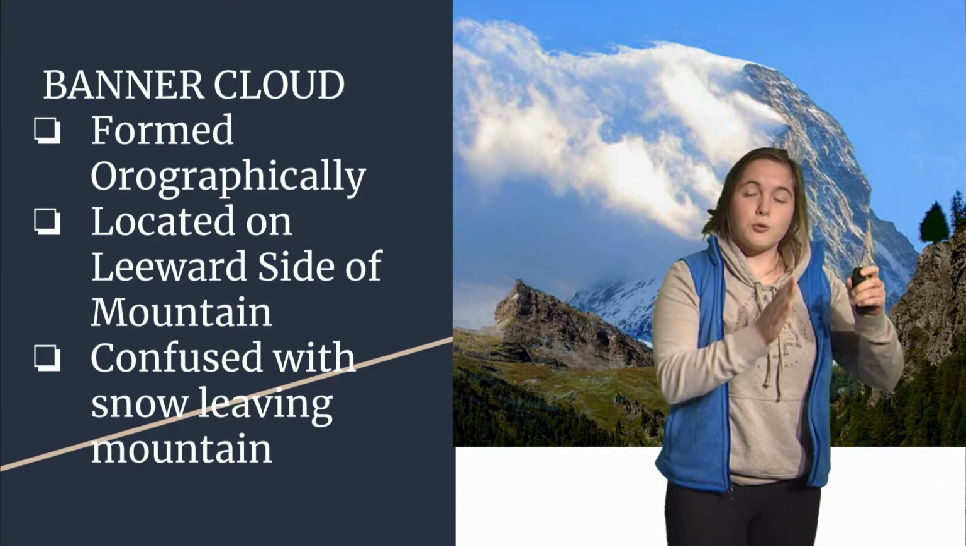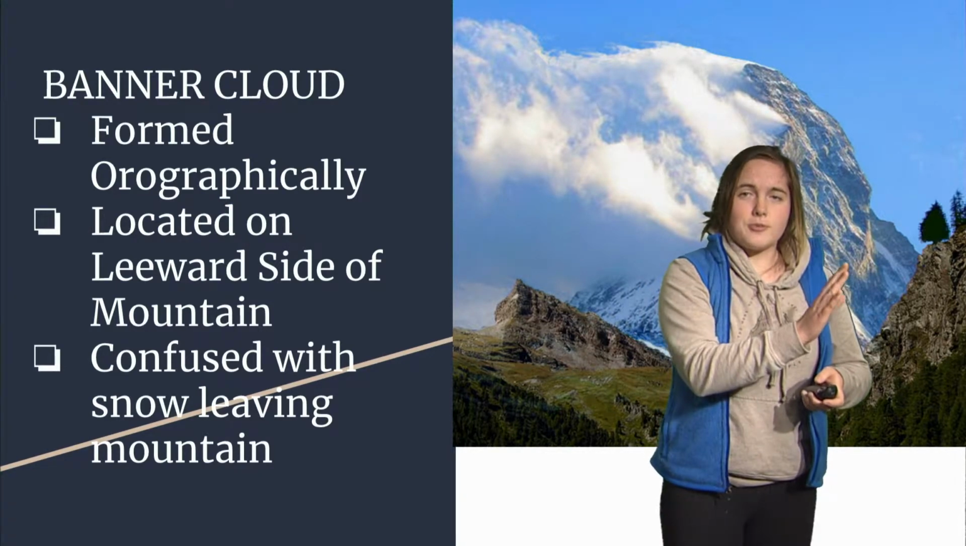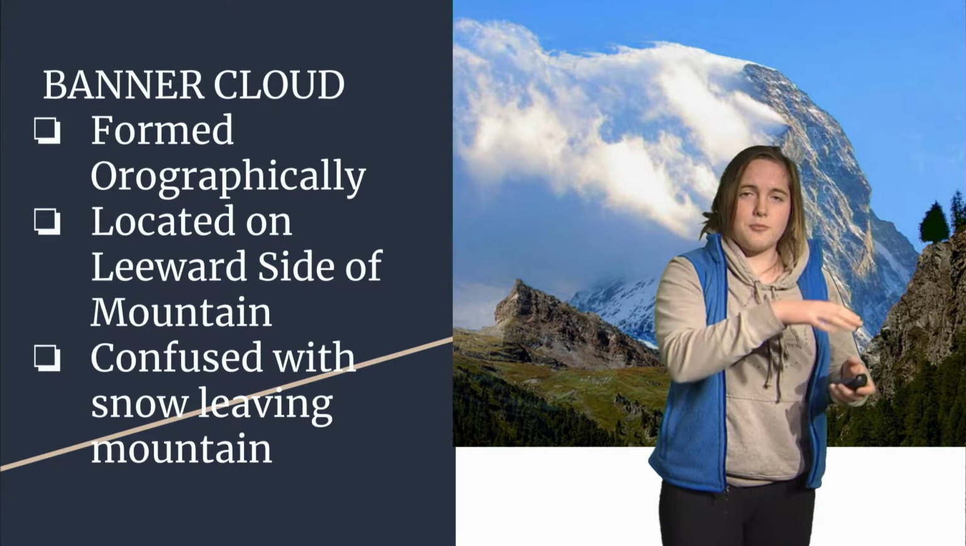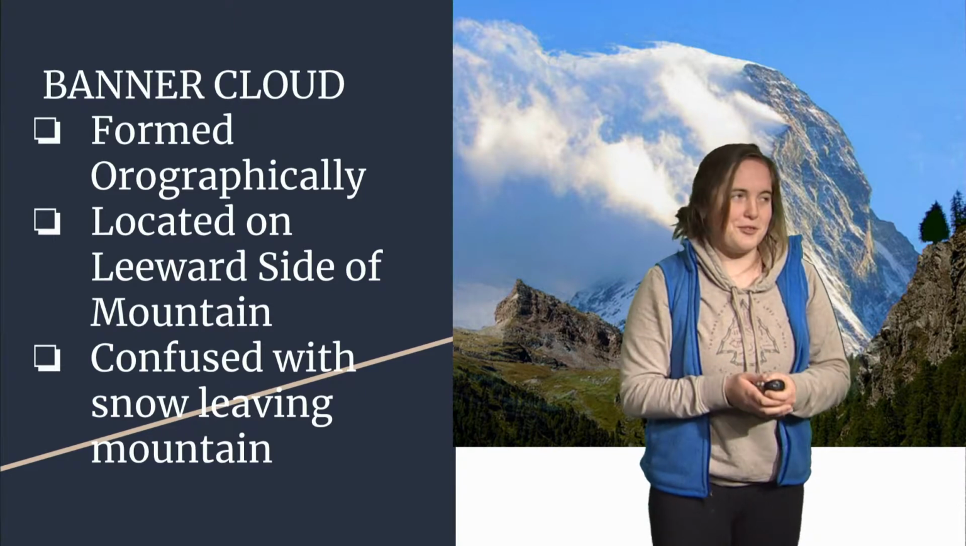And so banner clouds, they are always formed orographically. They occur on the leeward side of the mountain. So here's the wind, and then the wind stops on the leeward side of the mountain because there's a bit of an air vacuum, because the mountain is obviously in the way.